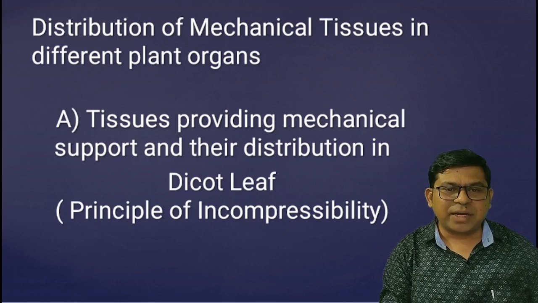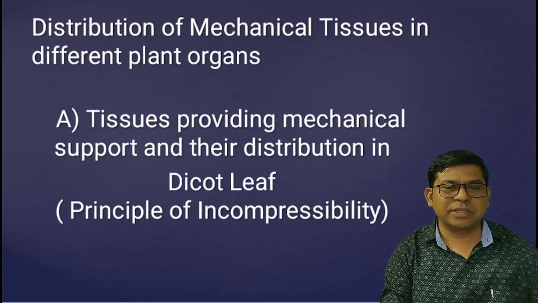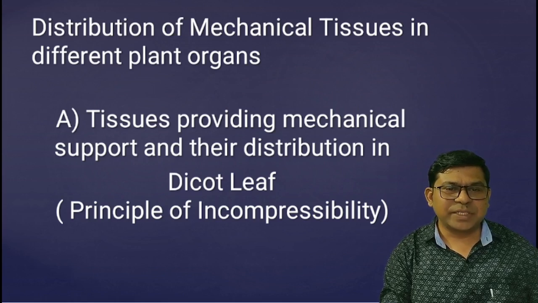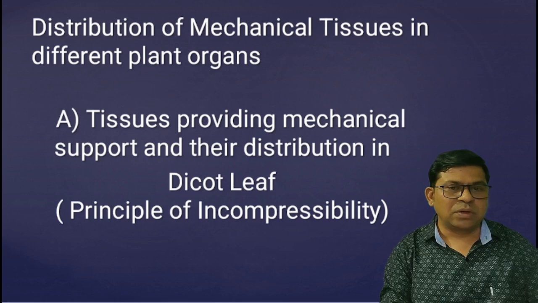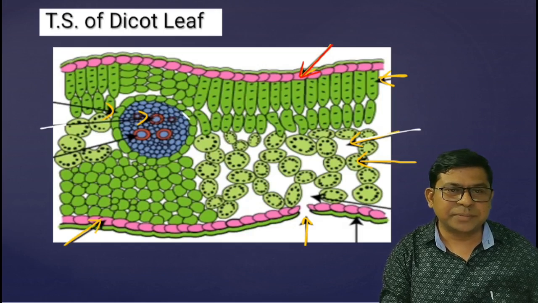So these parenchyma, collenchyma and sclerenchyma are distributed into different parts of the plant body, like the root, stem, leaves, fruit. Today we are going to learn about the tissues providing mechanical support and their distribution in the dicot leaf. Actually, it is a principle of incompressibility. In the earlier lecture we also studied the principles involved in the distribution of the mechanical tissues. So let's see the transverse section of the dicot leaf where these tissues are distributed.